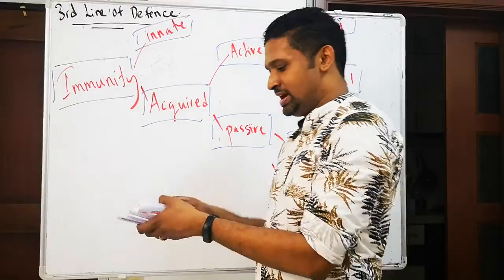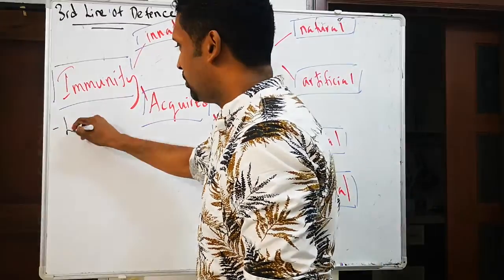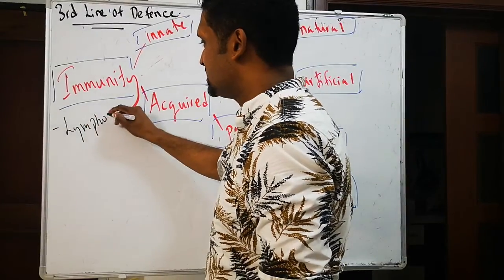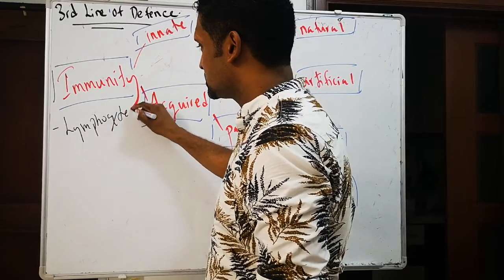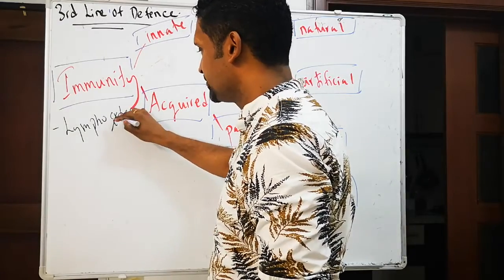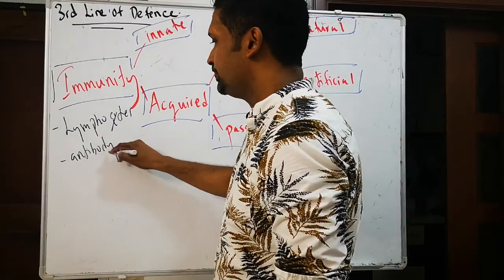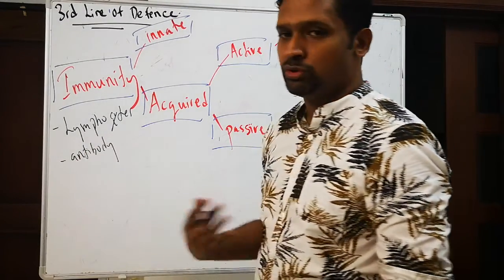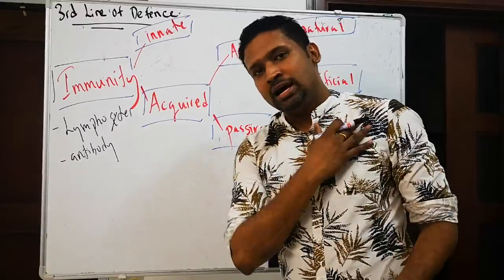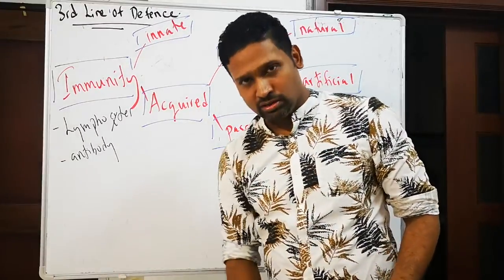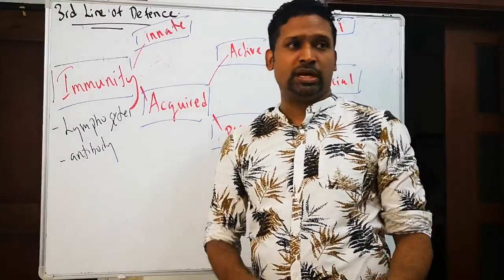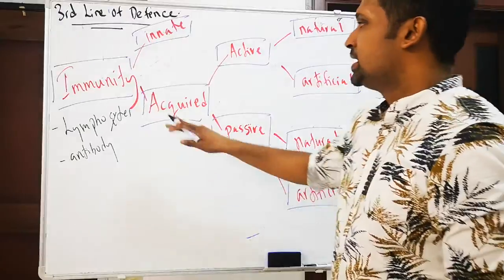Guys, the third line of defense involves a type of white blood cells known as lymphocytes. Yeah? The function of lymphocytes is to produce antibodies. Your body produces antibodies to fight off pathogens, something that is foreign in your body. Those antibodies are produced. Okay, so now for this part here, let's just go through, guys.